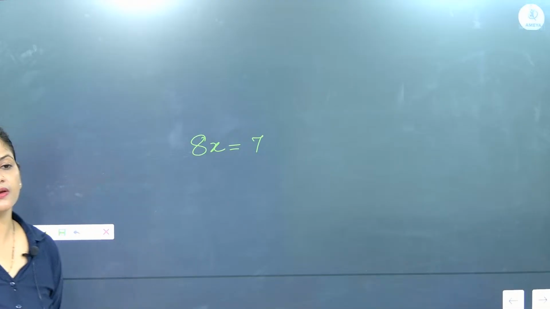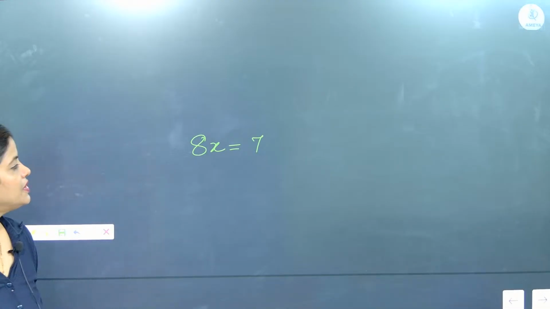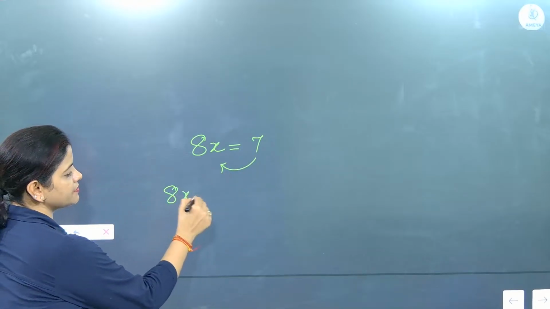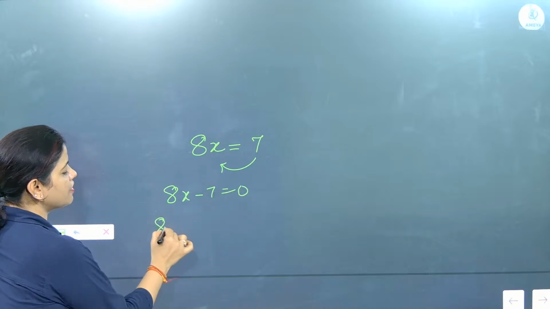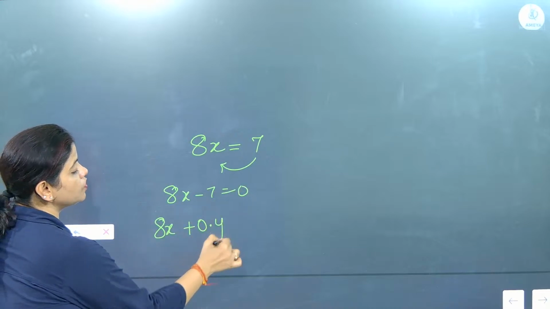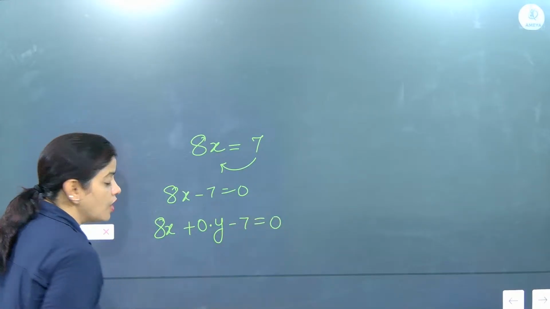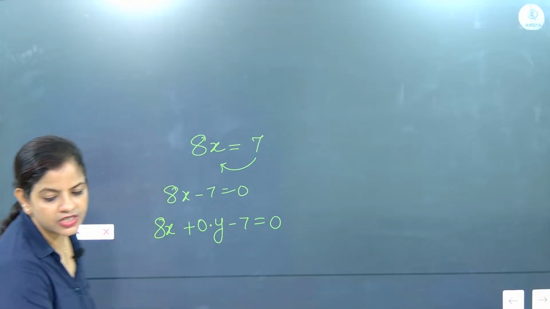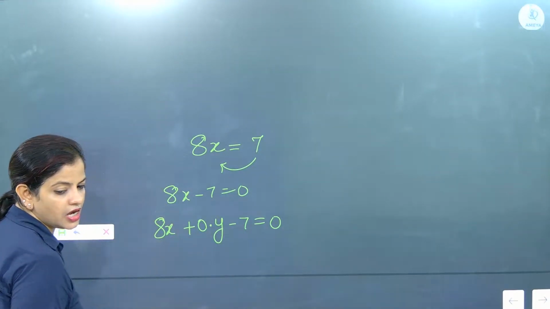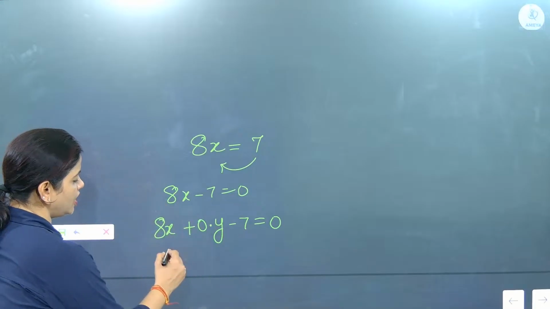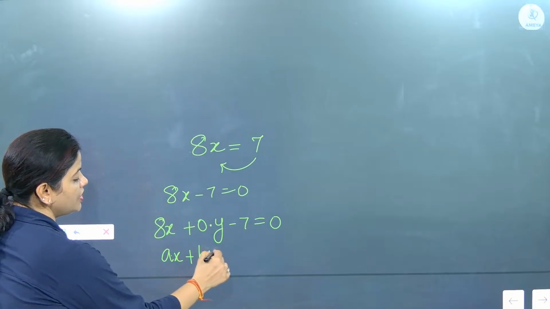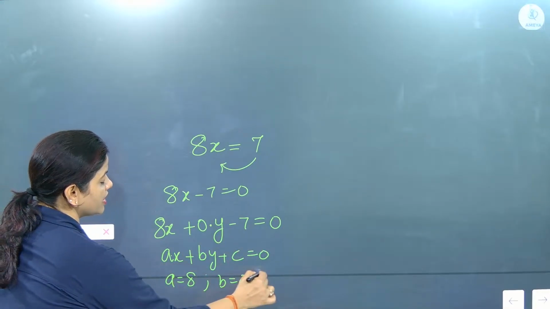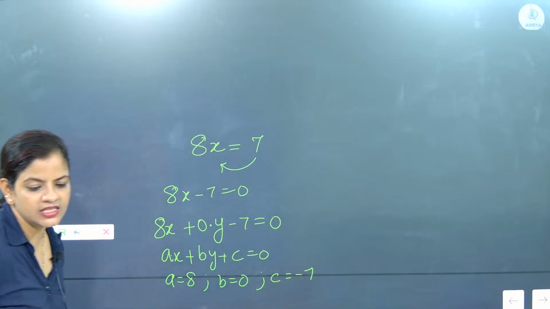But here one thing is missing. Now can you tell me the values, beta? First we will shift it to this side: 8x minus 7 equal to 0. Now it becomes 8x plus 0 into y minus 7 equal to 0. Now it is in the linear format. Comparing with ax plus by plus c equal to 0, a is 8, b is 0, c is minus 7.